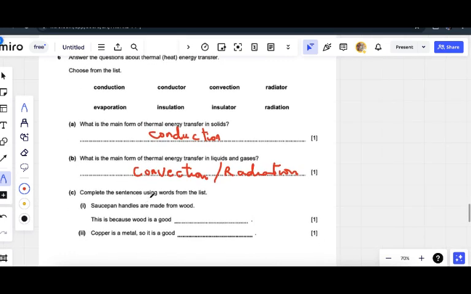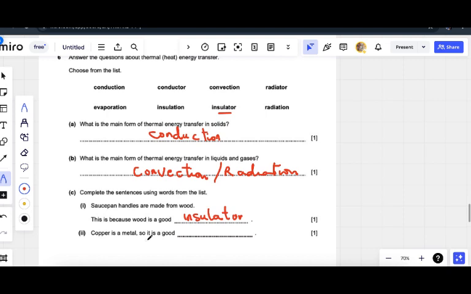It says complete the sentence using words from the list. Saucepan handles are made from wood. This is because wood is a good insulator. So you take it from here. Saucepans are like your frying pan. They're made of metals, but the handles are made of either plastic or wood. Why do we do that? Because wood is a good insulator, so they want you to write insulator here.